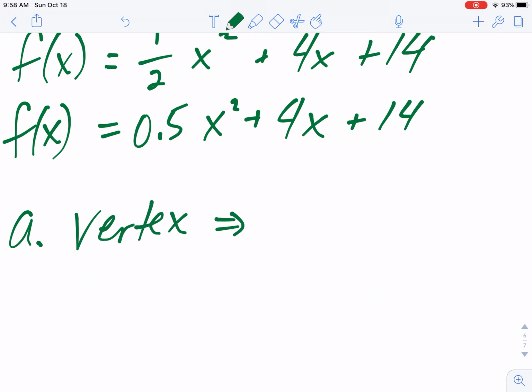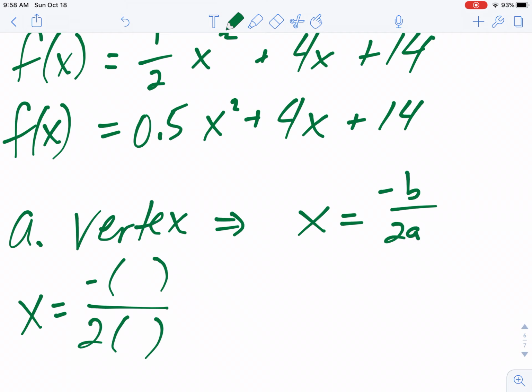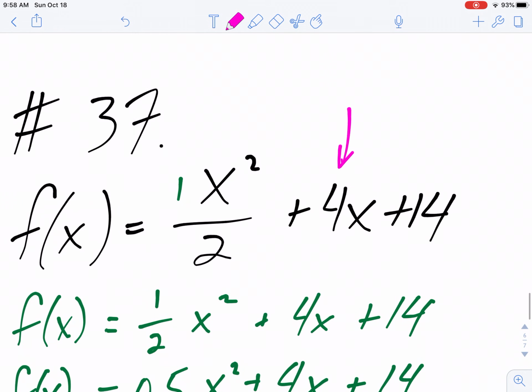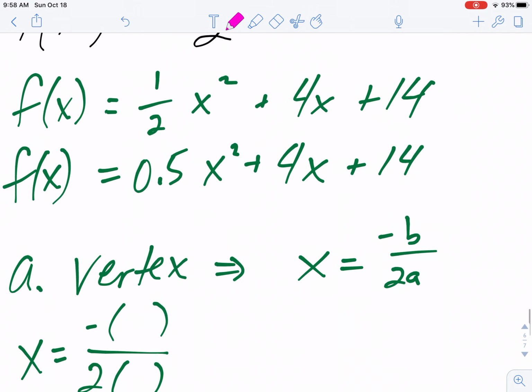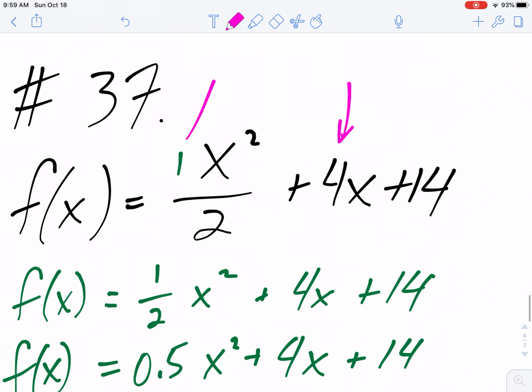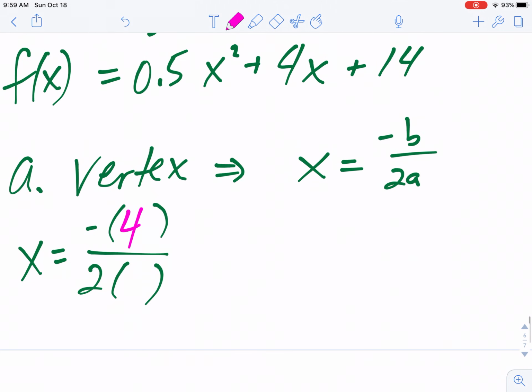Part A, the vertex. The calculation for that is a very small formula. Negative b over 2a is what we start with. What that does is it helps you find your x value for your vertex. A vertex is just a point on a graph, okay? Remember, b is the coefficient in the middle, in front of the x term, and a is the coefficient in front of your x squared.